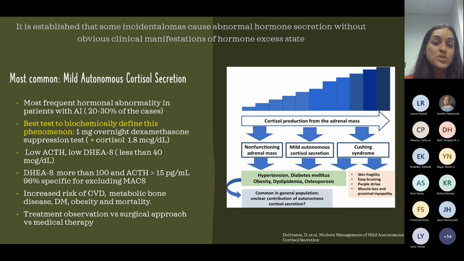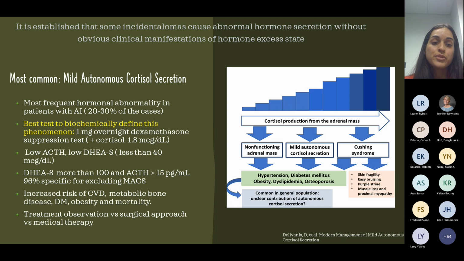We are also going to see a low ACTH and a low DHEAS that is going to be less than 40 micrograms per deciliter. And then there are some studies that have mentioned that if we have a DHEAS that is more than 100 and an ACTH that is more than 15, this is going to exclude the mild autonomous cortical secretion.